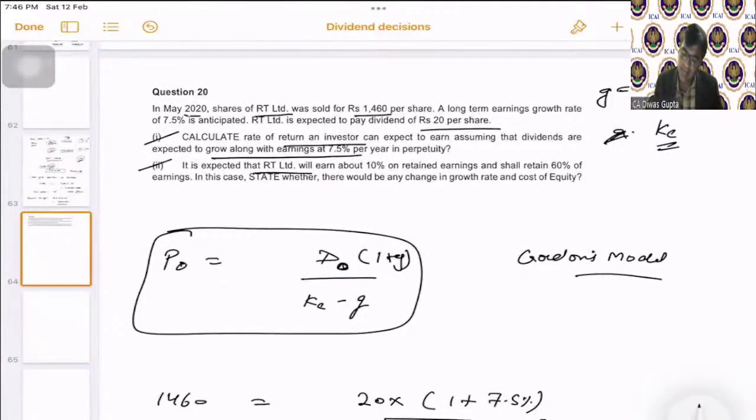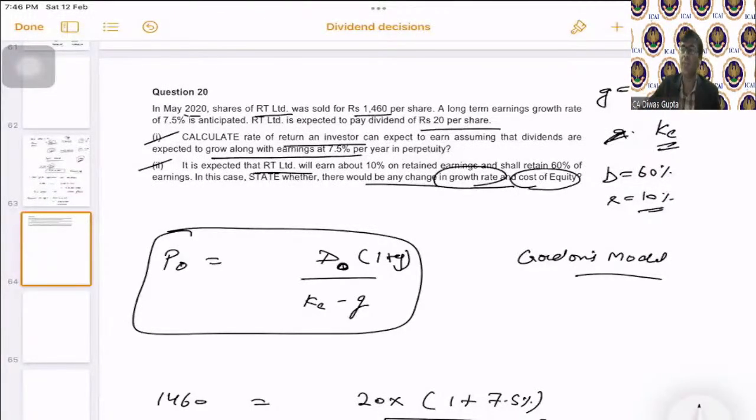Second part, it is expected that RT Limited will earn about 10% on the retained earnings. That means R is 10% and it shall retain 60% of the earnings. So B is equal to 60%, R is equal to 10%. In this case, state whether there would be any change in the growth rate and cost of equity. Now, students, please note, they are first of all asking us whether there is any change in the growth rate and cost of equity.